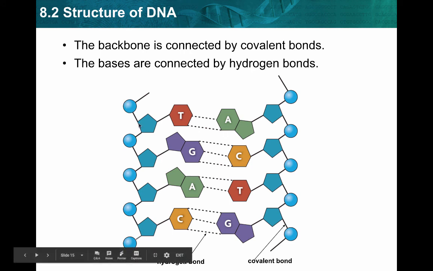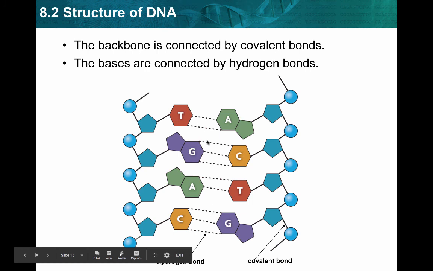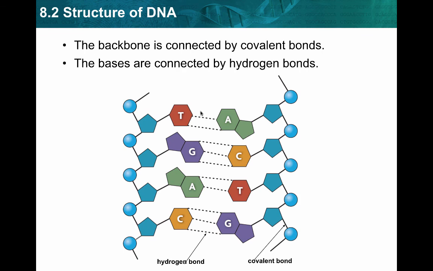So the nucleotide is connected to the next nucleotide by this bond right here, and that is a covalent bond. Covalent bonds, remember, are nice and strong, and so they're holding that together. The hydrogen bonds then are the bonds that hold our bases together. They're much weaker, but when there are so many of them, they do a good job of holding the molecule together.